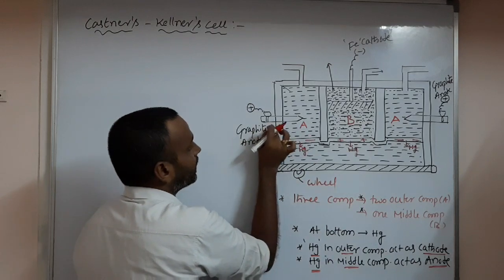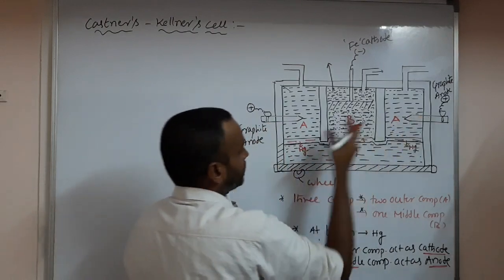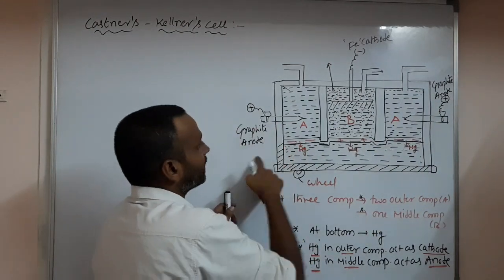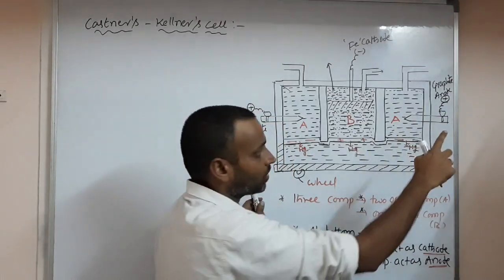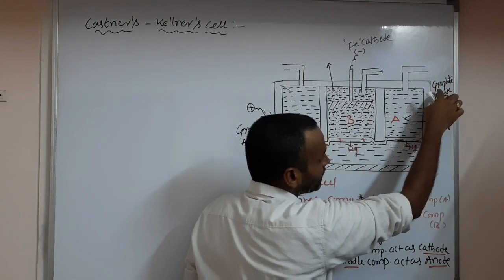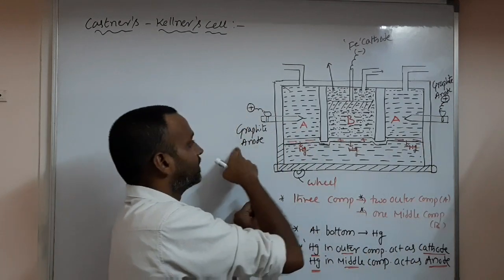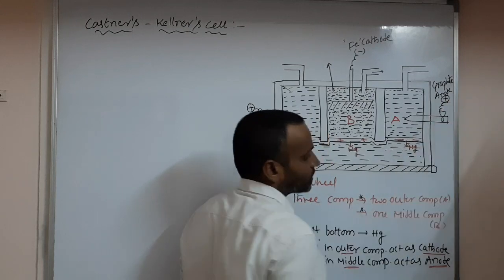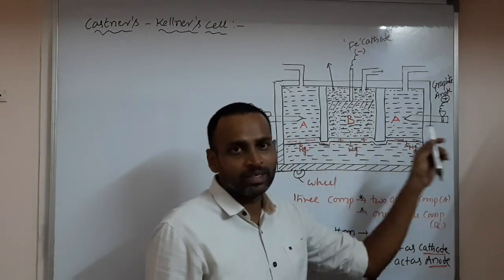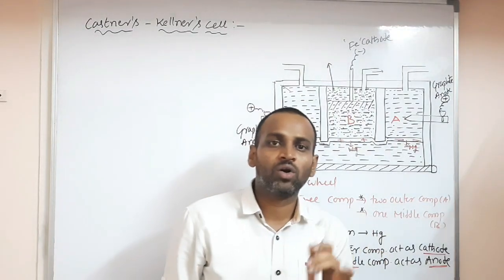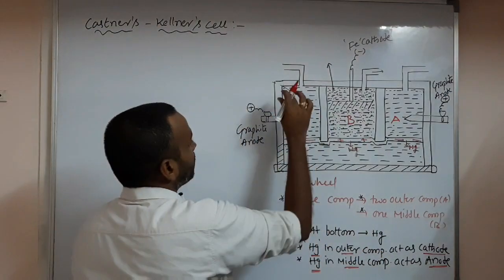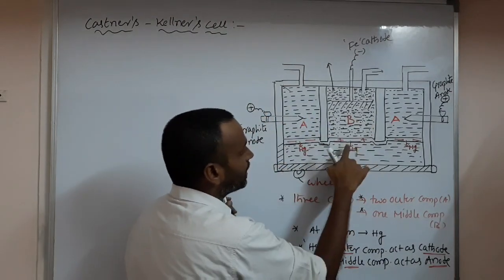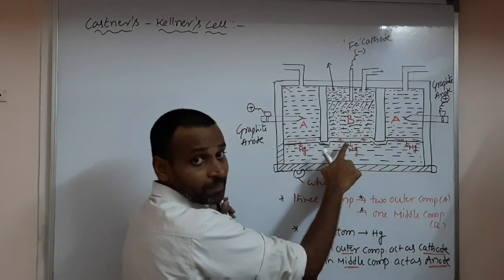In the outer compartment, graphite is anode. The same apparatus is on that side also. Here is a graphite anode. Maybe you are unable to see this properly, but this is a graphite anode, and what I wrote here applies there also. Anode is positive, as I said. So in the outer compartment, graphite rods act as anode. And one more thing I forgot to tell you: in the middle compartment, the mercury at the bottom is the anode.